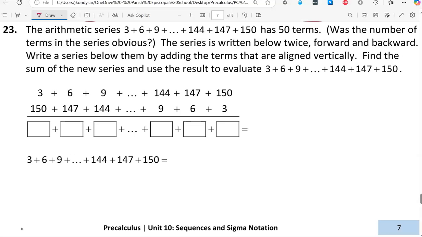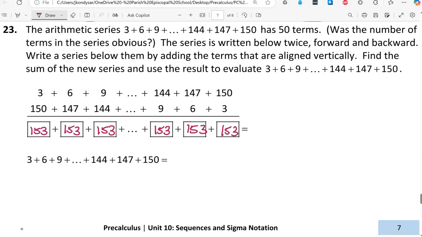The series was written below twice, right underneath each other, forward and backward. So we're going to write a series below by adding the two series together, by adding those terms that are aligned vertically. So 3 plus 150 is 153. 6 plus 147 is also 153. 9 plus 144 is also 153. In fact, every pair of terms, when they are arranged like this, forward and backward, right underneath each other, adds up to 153.